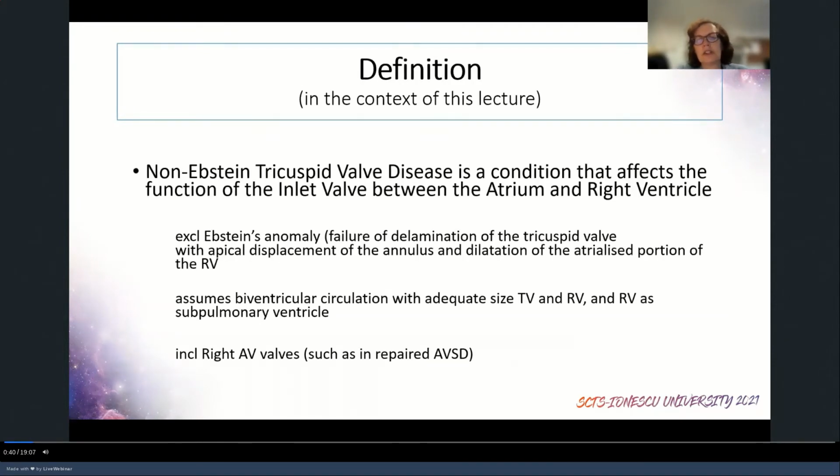In the context of this lecture, the definition of non-Epstein tricuspid valve disease is a condition that affects the function of the inlet valve between the atrium and the right ventricle. We assume that there is a biventricular circulation with an adequate sized tricuspid valve and right ventricle, and that the right ventricle is the subpulmonary ventricle.